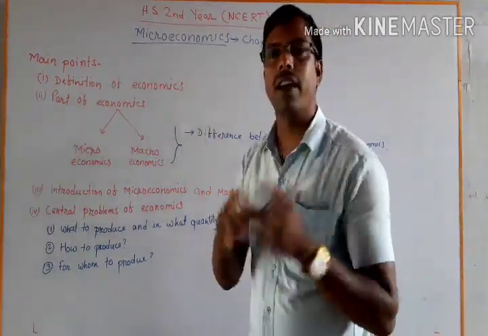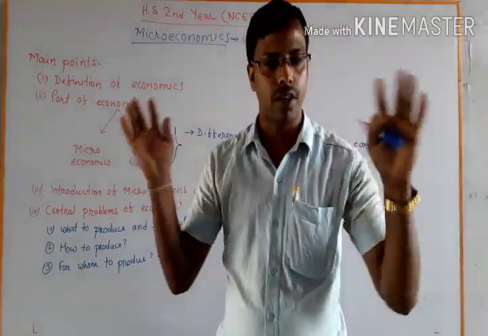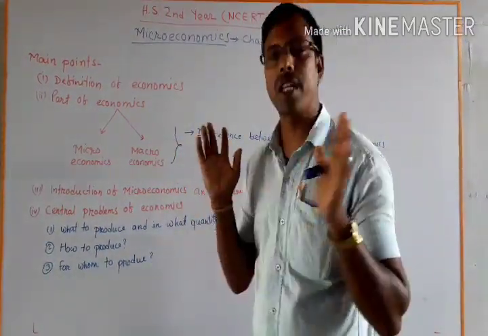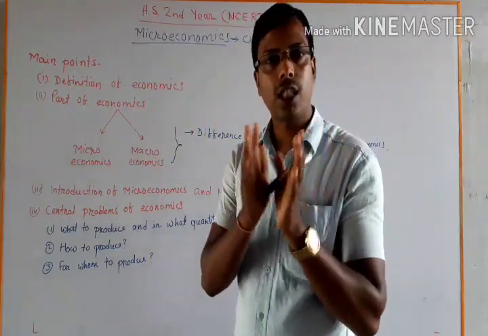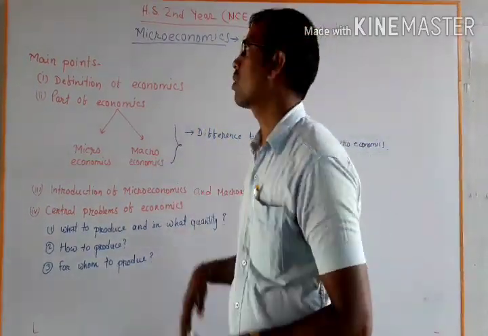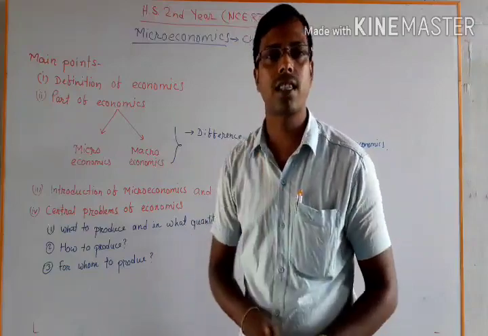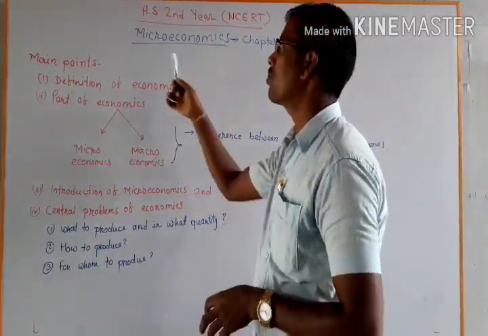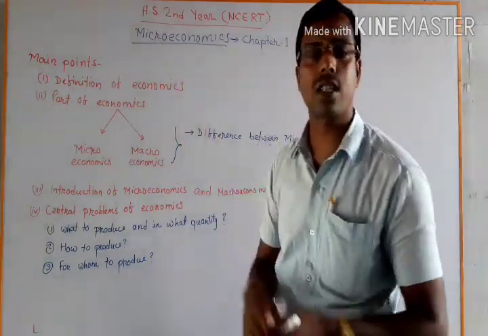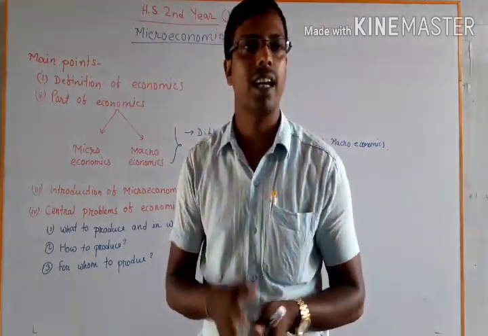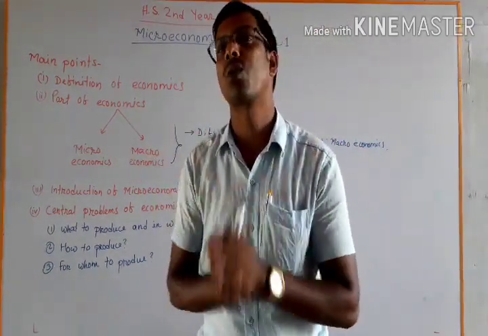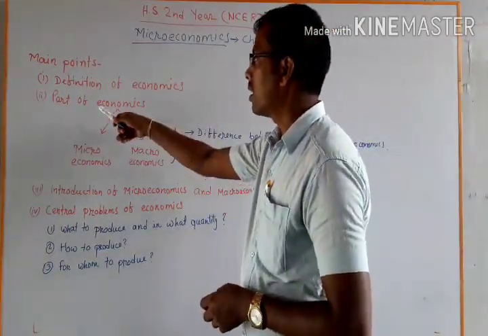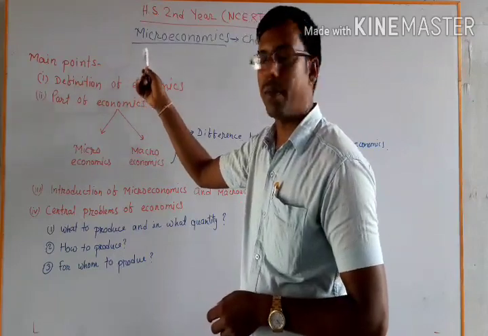Now here we divide economics on the basis of organization, on the basis of activities into two parts. On the basis of scope of study, we divided the economy into two parts. First one is microeconomics and second one is macroeconomics. In our first part, microeconomics, it contains 50 marks and the second one, macroeconomics, also contains 50 marks. So let me start the first part, microeconomics.